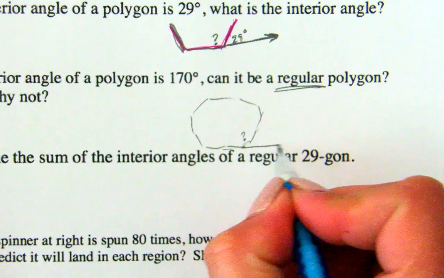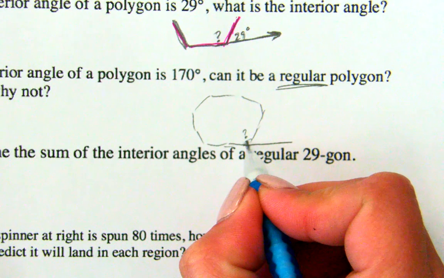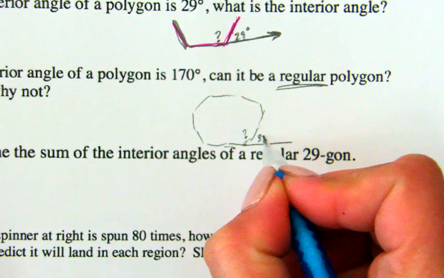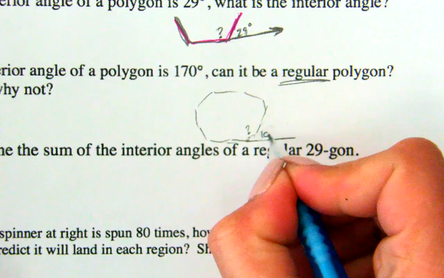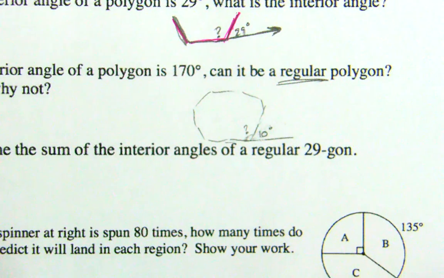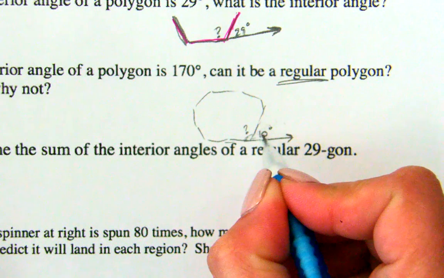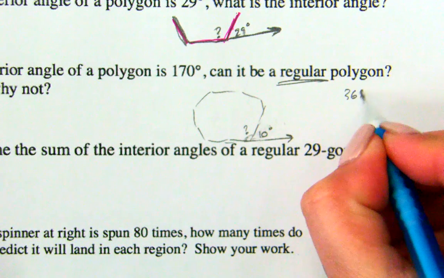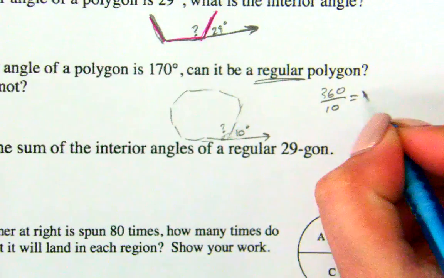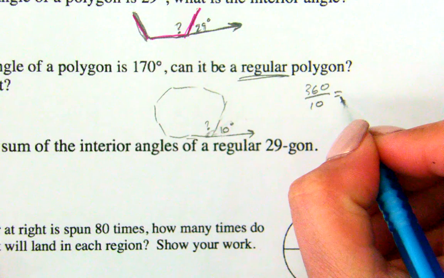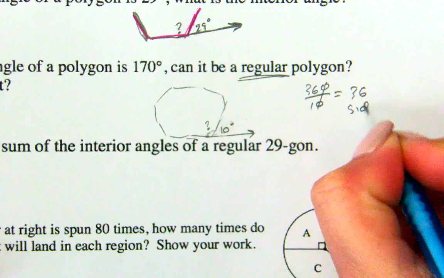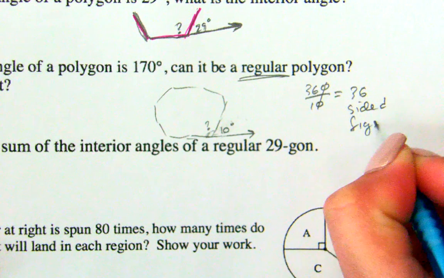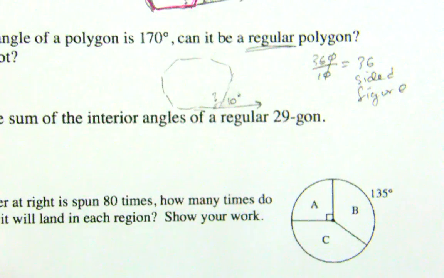Actually, there's a faster way to do this. If this interior angle was 170, then out here the exterior angle should be 10 degrees, right? Because interior and exterior add up to 180. So if this is 10 degrees, that means 360 divided by 10 should give you a 36-sided figure. Nice. So it's a 36-sided figure, and you can check.